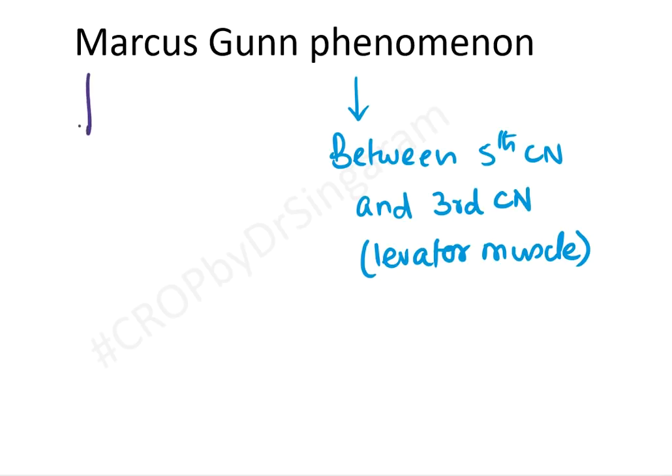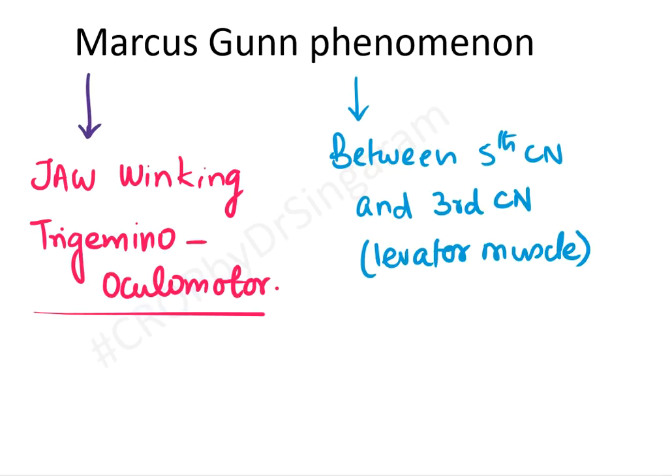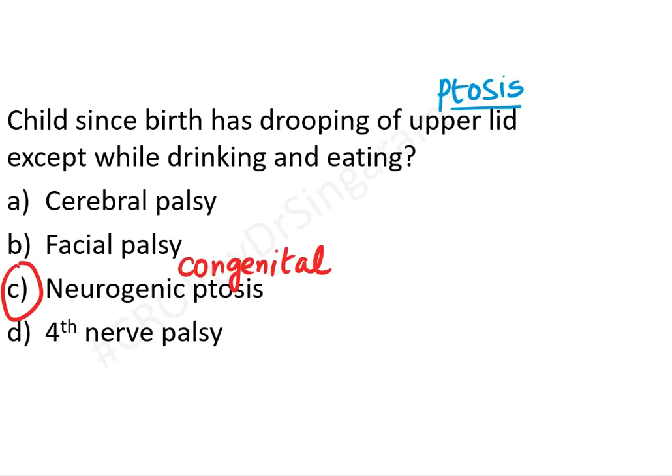The other name of this Marcus-Gunn phenomenon is jaw winking, or trigemino-oculomotor phenomenon. You can see that trigemino means the fifth nerve and oculomotor means the third nerve. So it's an abnormal connection between the fifth and the third cranial nerve. So the answer for this question is congenital neurogenic ptosis, a tough question.